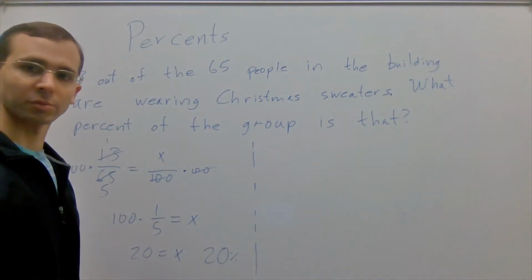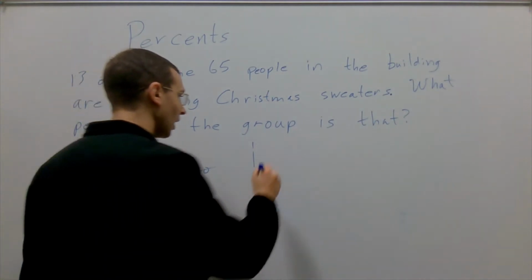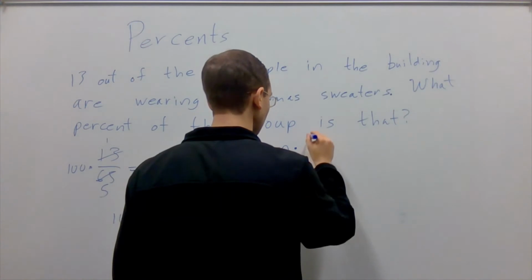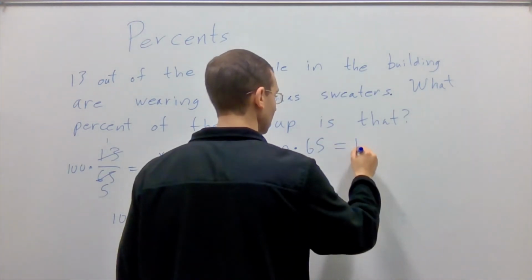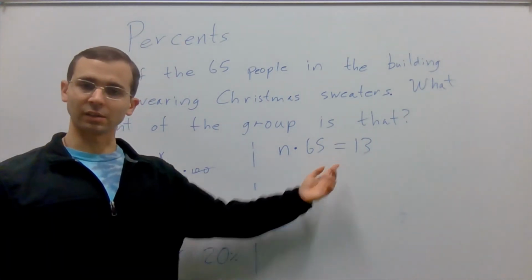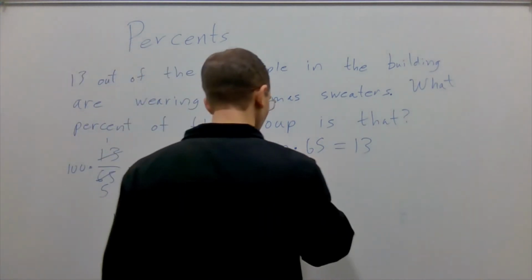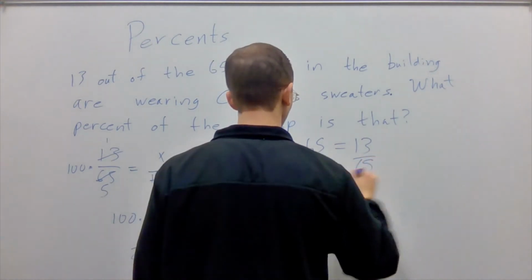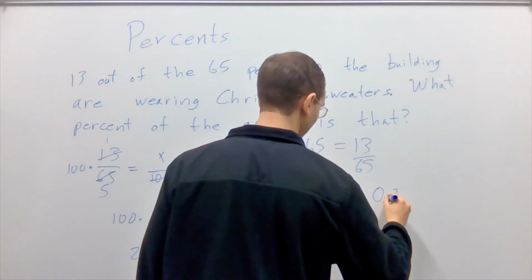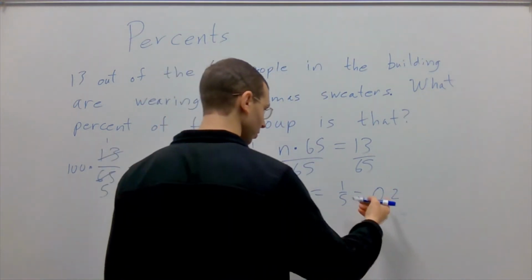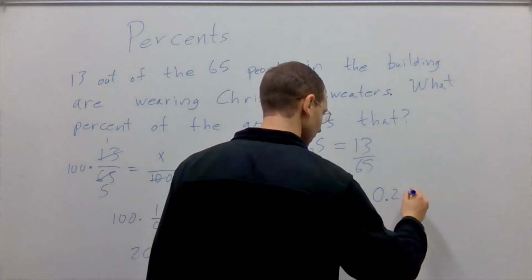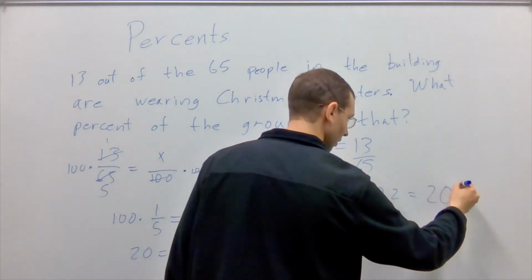Now let's solve this problem using our algebra. What number times 65 is 13? Of is times and is equals. Dividing by 65, we get 0.2 in this case. We're looking at this as a decimal, right? So 0.2 represents, as before, 20%.